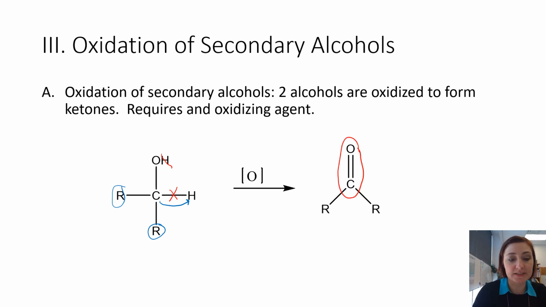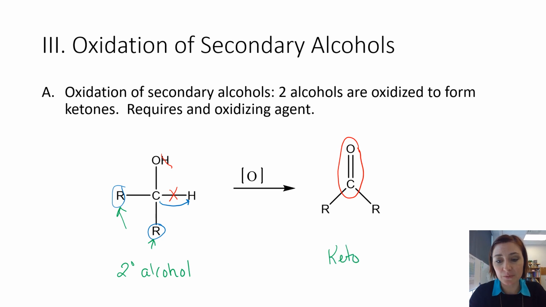This time your difference is you're starting with a secondary alcohol, and because you have 2 R groups that aren't going to change, and your carbonyl is going to wind up in the middle of those 2 R groups, you're actually winding up with a ketone at this point. So again, oxidation is an increase in oxygen, or an increase in carbon-oxygen bonds, and a decrease in carbon-hydrogen bonds. This cannot undergo further oxidation because I don't have any carbon-hydrogen bonds to decrease anymore. So this is where our oxidation would stop.